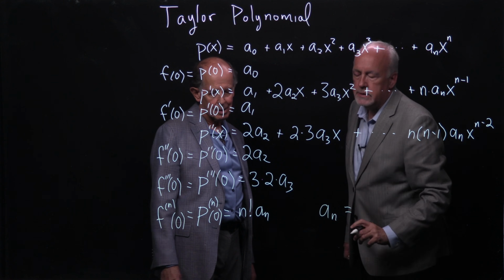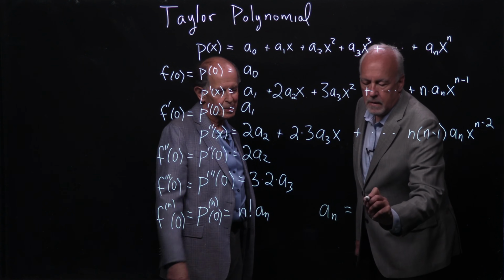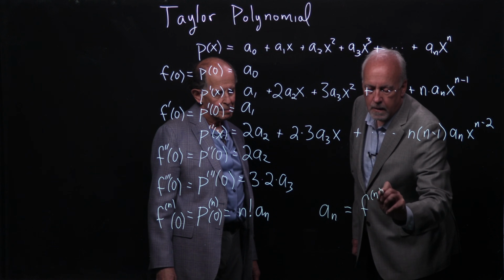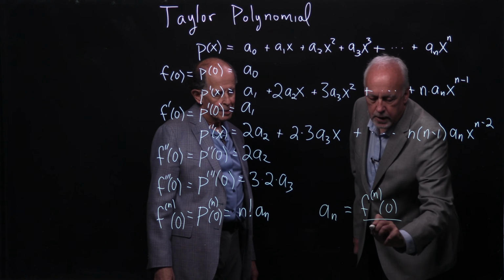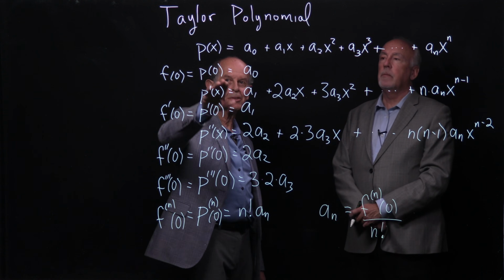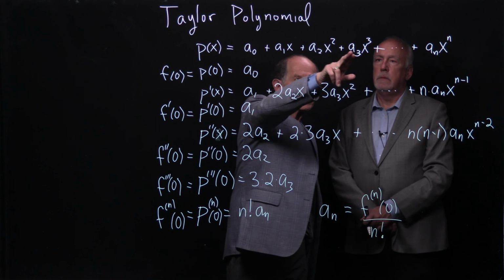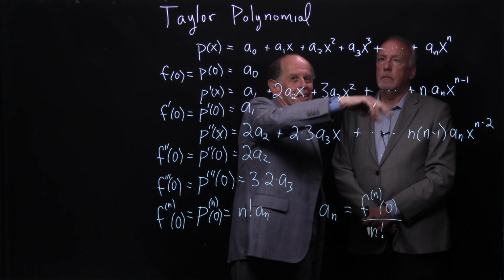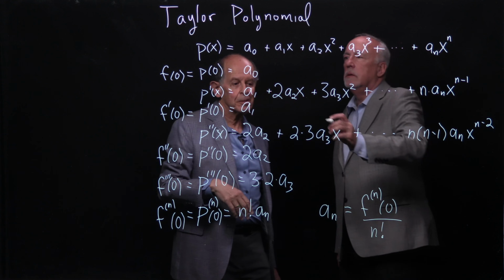Tell me what an is in terms of f. Well, we just divide by n factorial. Divide by n factorial, and that's at 0. So that's very cool. So now we could just use this for all the numbers less than n. And so we get the result.